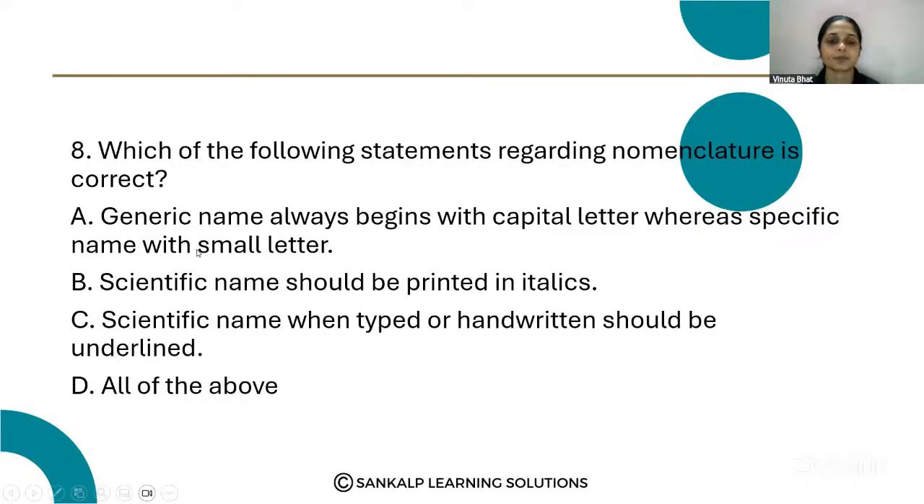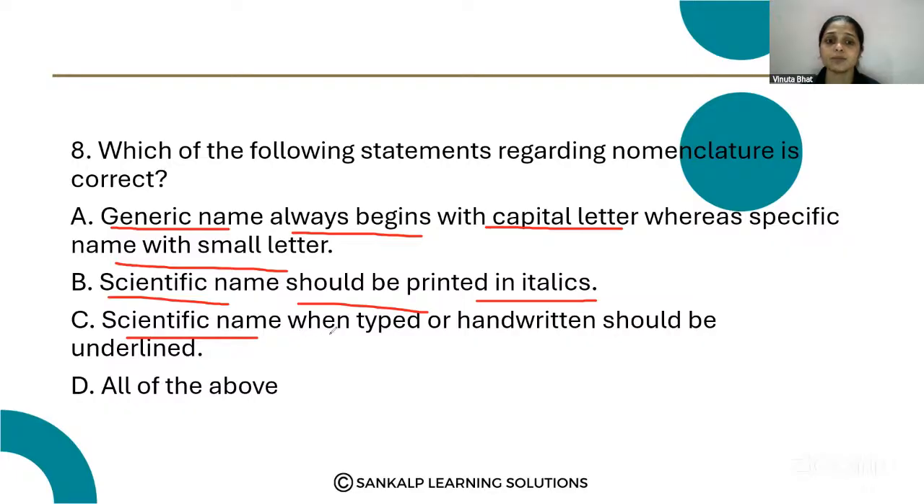Next question. Which of the following statements regarding nomenclature is correct? Option A. Generic name always begins with capital letter, whereas specific name with small letter. Option B. Scientific name should be printed in italics. Option C. Scientific name when typed or handwritten should be underlined. Option D. All of the above.